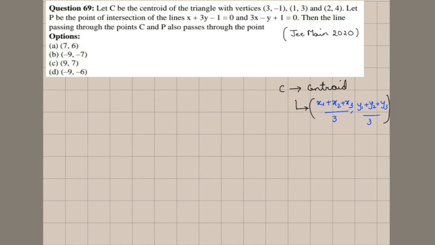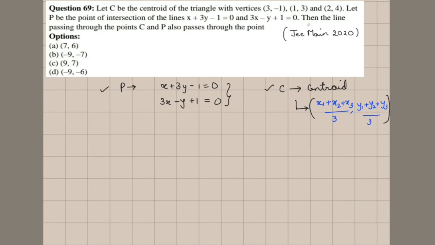And he asked P, which is the point of intersection of x + 3y - 1 = 0 and 3x - y + 1 = 0. We know how to solve these two equations. So we will get the point P and we will get point C.